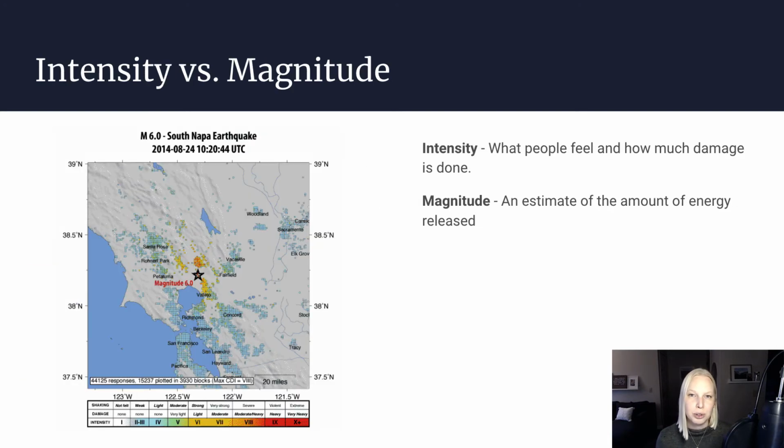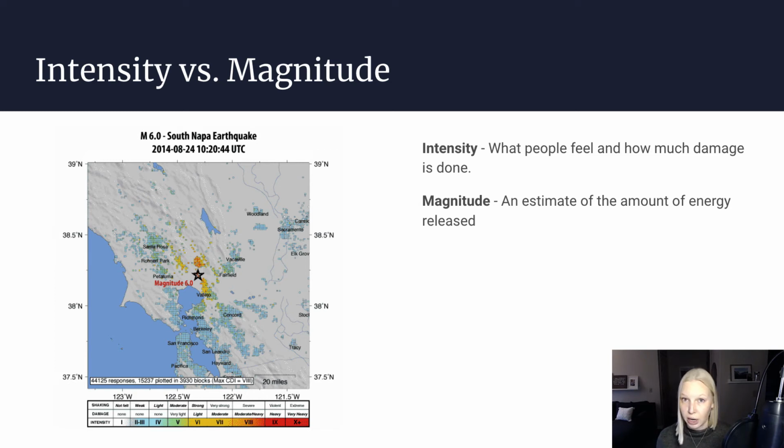I want to talk about 2 terms that often get used interchangeably but actually mean something a little bit different. You'll hear people talk about earthquake intensity and earthquake magnitude. Those 2 terms actually mean something a little bit different. So intensity is the word that we use for what people feel during an earthquake or how much damage is done. Those 2 qualities sort of go into the calculation of what we call intensity.